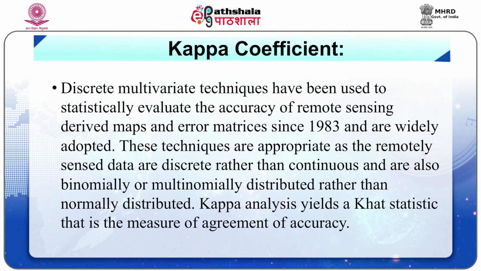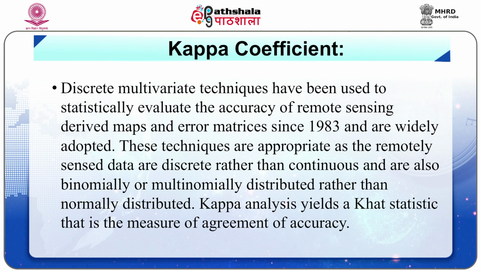Now we will discuss the Kappa coefficient very briefly. Discrete multivariate techniques have been used to statistically evaluate the accuracy of remote sensing derived maps and error matrices since 1983 and are widely adopted. These techniques are appropriate as the remotely sensed data are discrete rather than continuous, and are binomially or multinomially distributed rather than normally distributed.